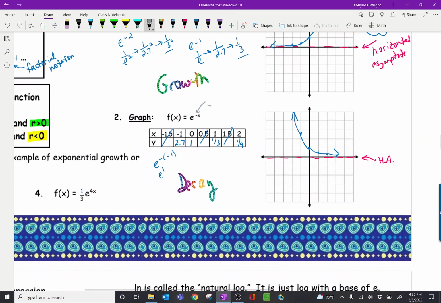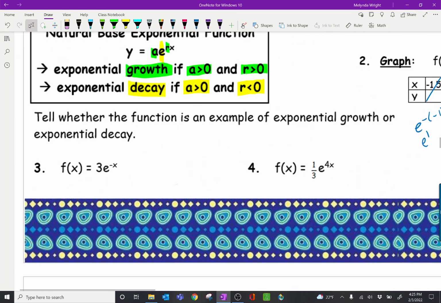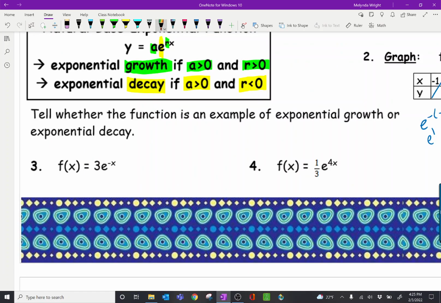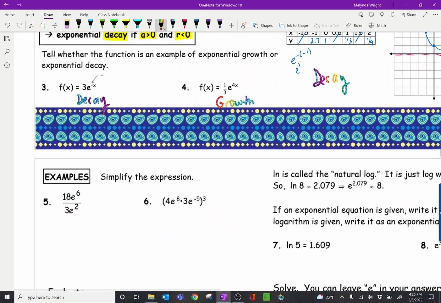All right, so let's look at these examples where we're just going to look at the function and decide whether this is exponential growth or decay. The first one, I hope that you can work with me here. Remember, we're just looking at this sign. We see that it's negative, so that means that this one is decay. This one, 4 is positive, so this one is growth. All right. Okay, so now let's take a look at some more examples on the next slide.